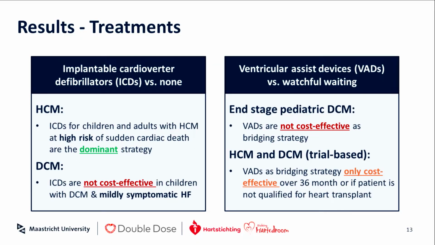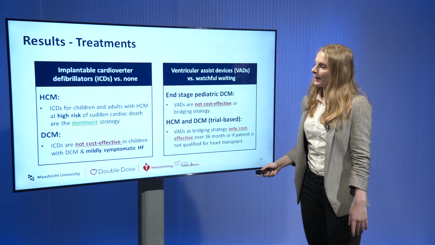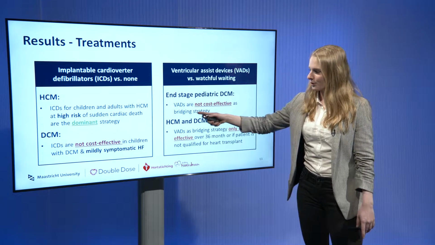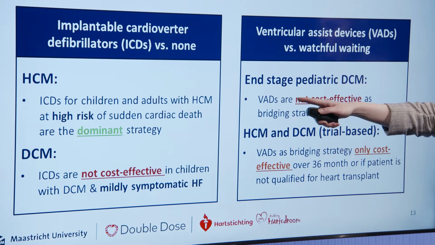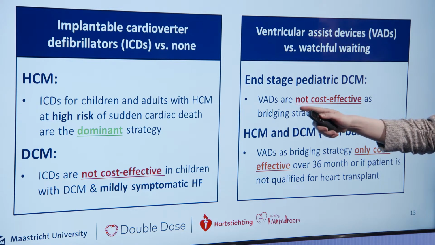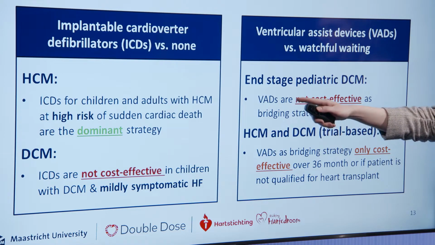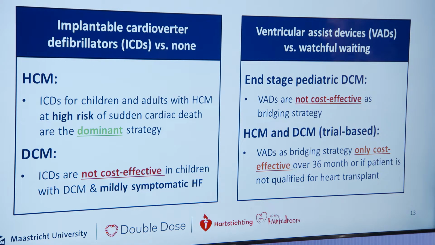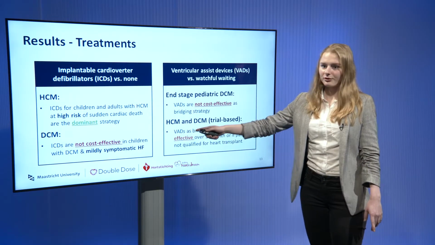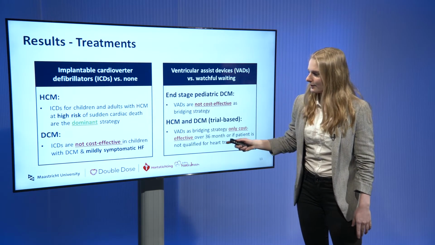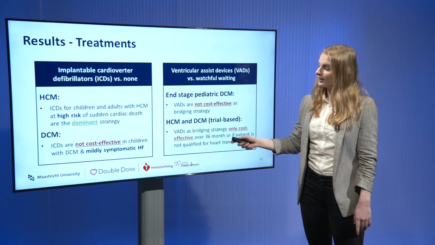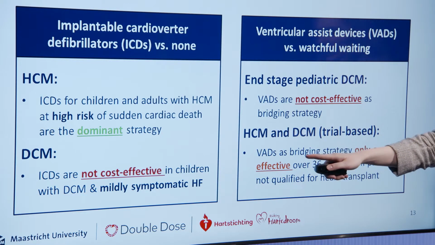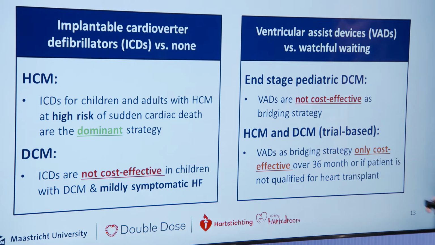Let's go further. So we also had studies dealing with implanted cardioverter defibrillators versus none. And we had some studies in HCM, but also one study in DCM. And here the result was very different, because in HCM we saw that it is highly cost effective and even a dominant strategy. But here the focus was also on children and adults at high risk of sudden cardiac death. And in the study about DCM, we saw that the ICD placement was considered not cost effective and is also not recommended. But here the focus was on children with DCM but mildly symptomatic heart failure.